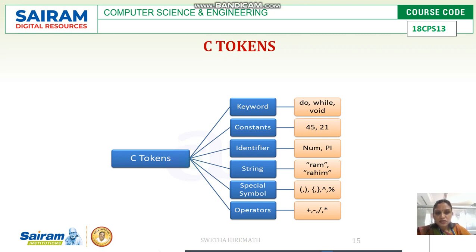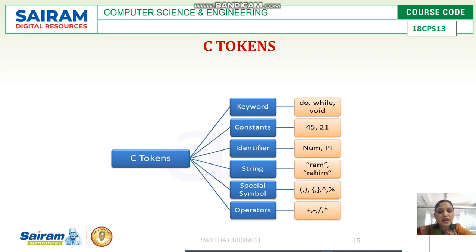Next is constants. Constants may be numbers or characters, and their value will not change. They remain the same throughout the program. Identifiers are the names given to the variables. If we want to use any variable within our program, we have to make them identifiers. Identifiers have a certain set of rules which have to be followed. Only if we follow the rules will they be acceptable.